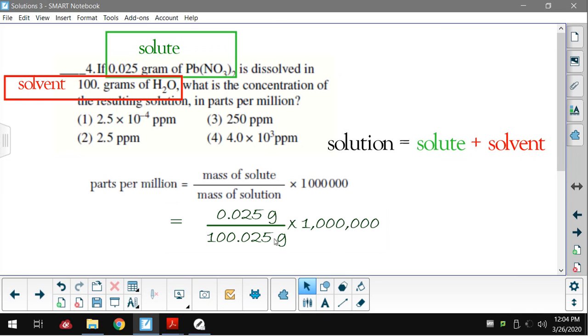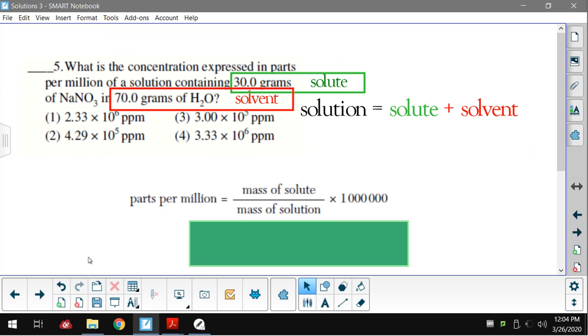So in this case, the additional mass of the solute added to the solvent really doesn't make a whole lot of difference in our solution mass. So it's basically 0.025 divided by 100, and then you multiply by a million, and that's how you can get this answer.